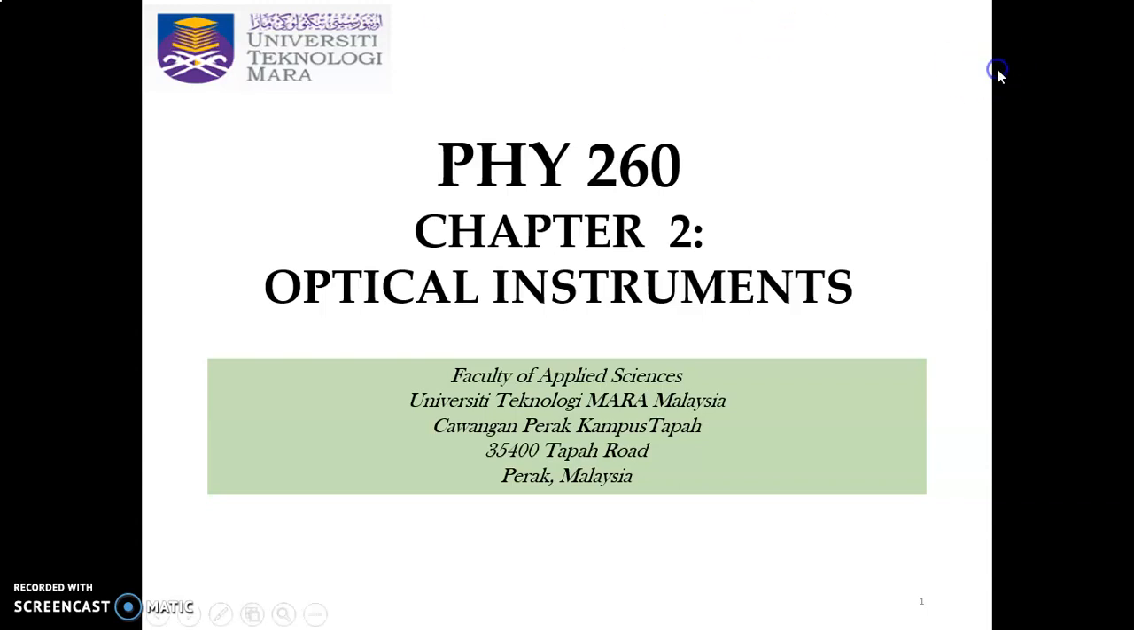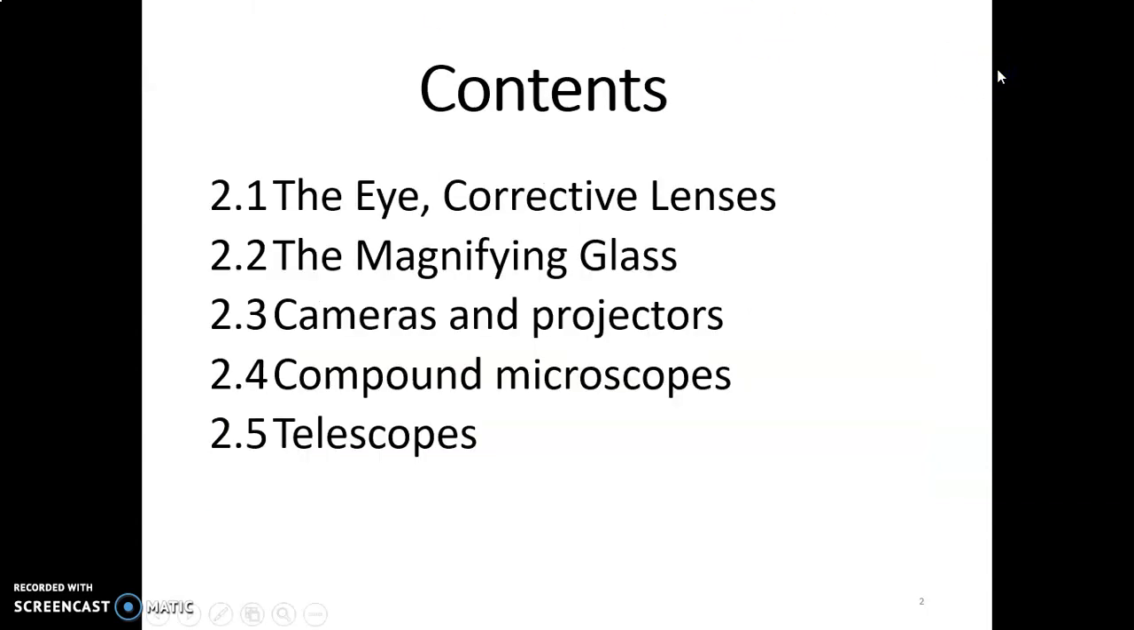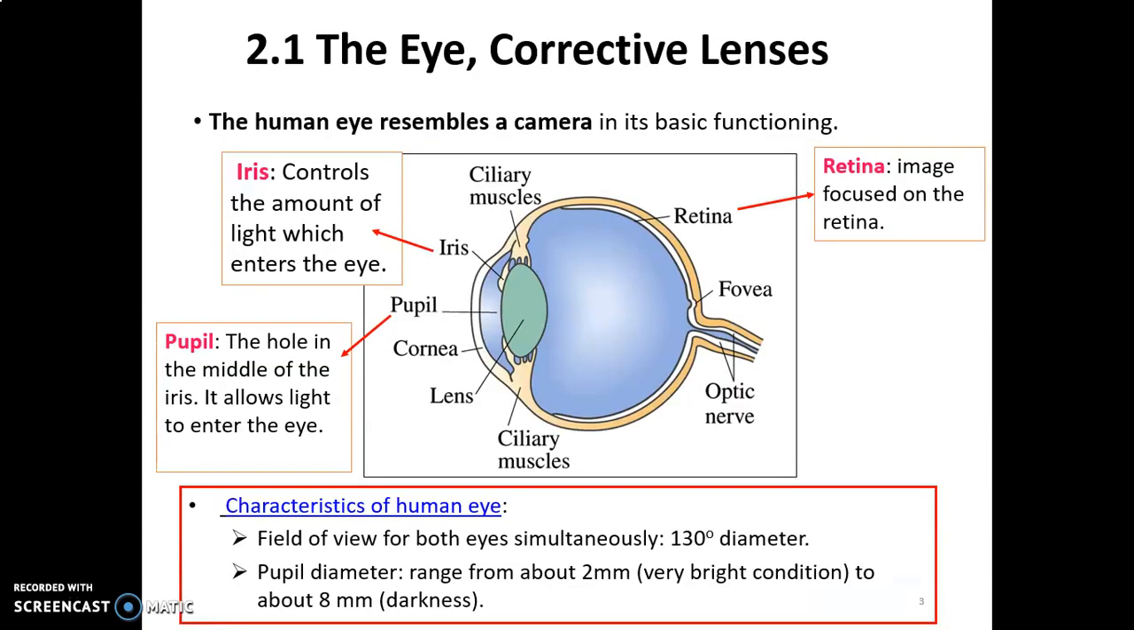For your information, we have five subtopics that we will cover for this chapter. First one is the eye, then the magnifying glass, cameras and projectors, compound microscope, and lastly the telescope. We are going to cover the first subtopic, which is the eye and the corrective lenses.